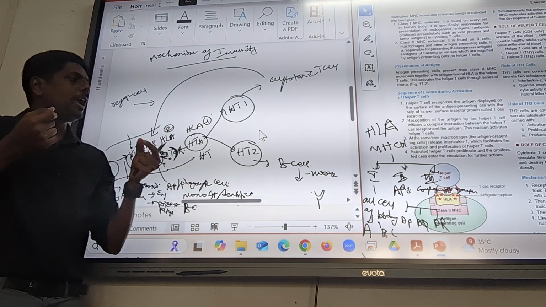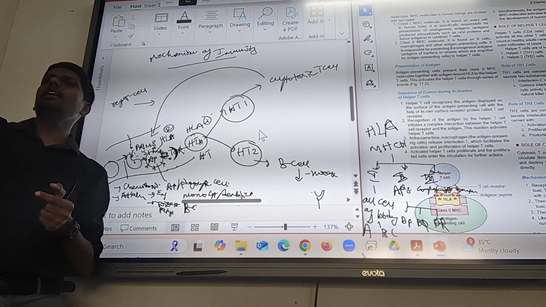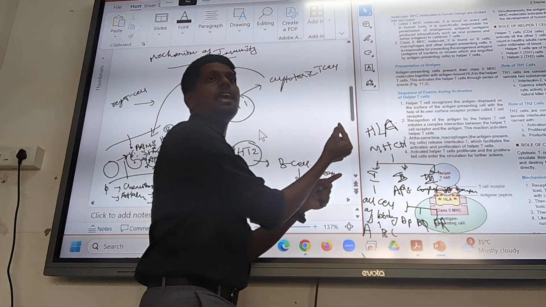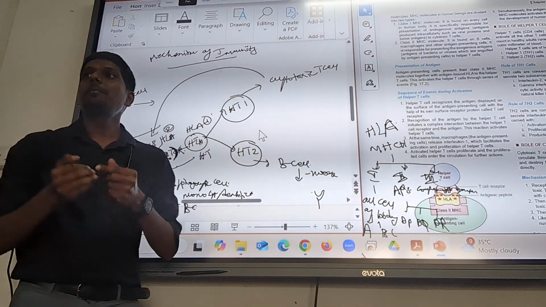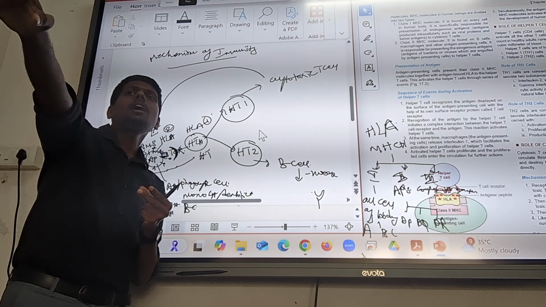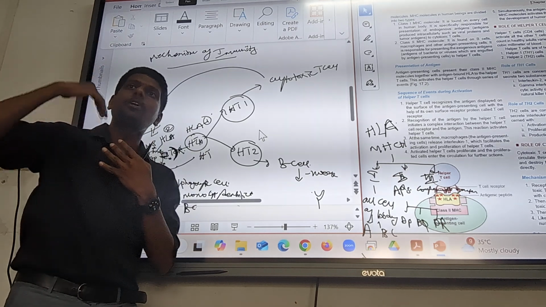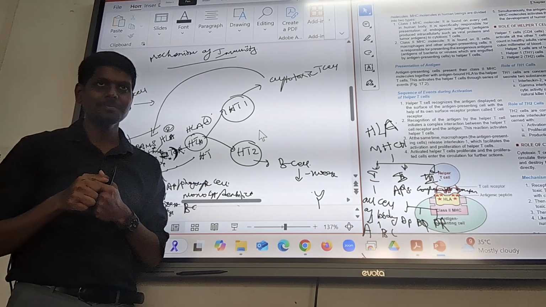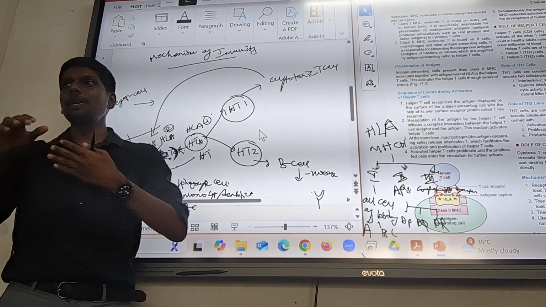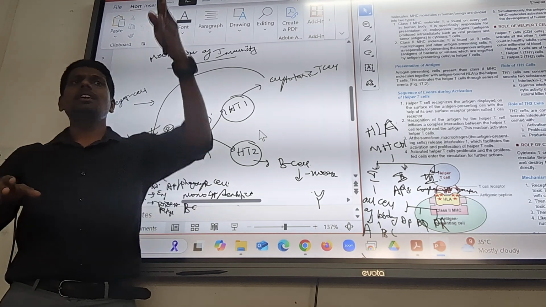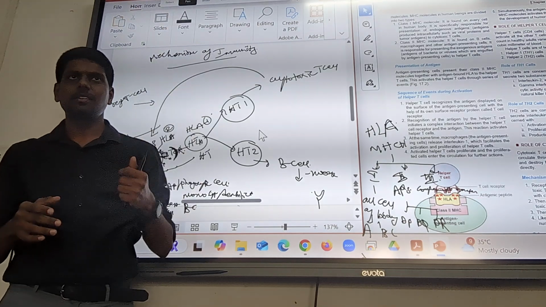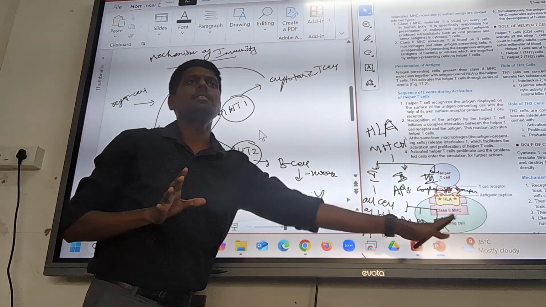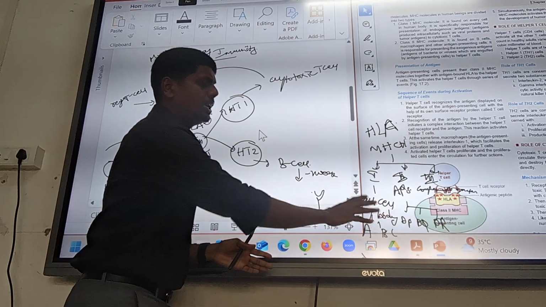Each and every one of us, just like our fingerprints, has a different sequence of HLA molecules. My HLA sequence is different from her HLA sequence. Even though I am O positive and she is O positive, we have different immune fingerprints. We all have different types of immune fingerprints, self-identifying fingerprints.